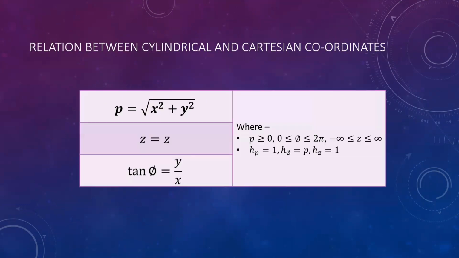Now, relation between cylindrical and Cartesian coordinates. So, ρ is equal to root over x square plus y square, then z is equal to z, and tan φ is equal to y divided by x, where ρ is greater than or equal to 0, φ lies between 0 and 2π, and z lies between minus infinity to plus infinity. Height of ρ is equal to 1, height of φ is equal to ρ, height of z is equal to 1.